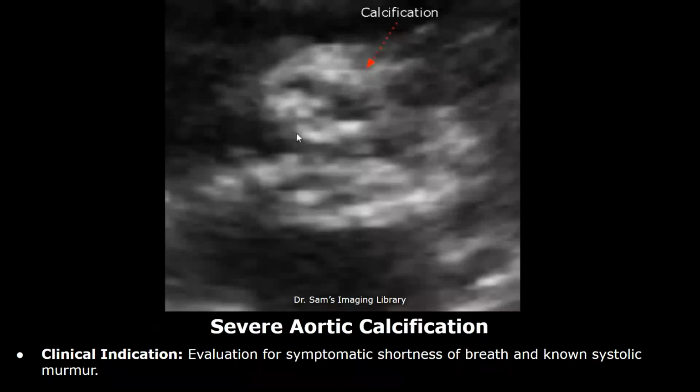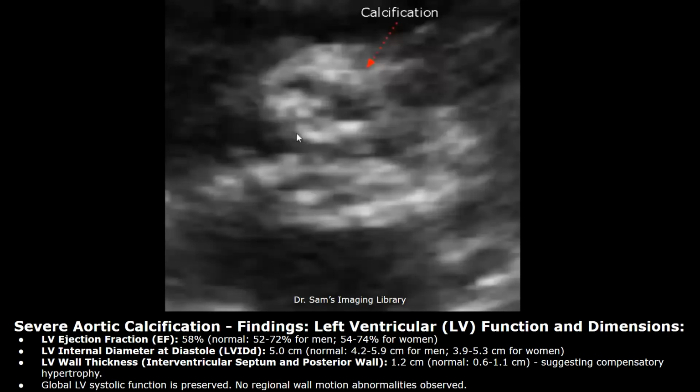This is a case of severe aortic calcification. Clinical indication is evaluation for symptomatic shortness of breath and known systolic murmur. The ejection fraction is 58%. The LV internal diameter at diastole is 5 centimeters. The left ventricle wall thickness is 1.2 centimeters, suggesting compensatory hypertrophy.